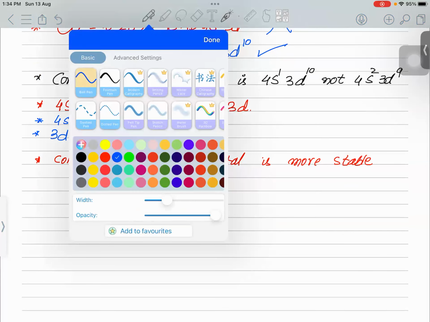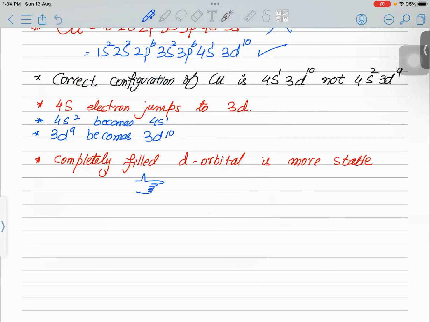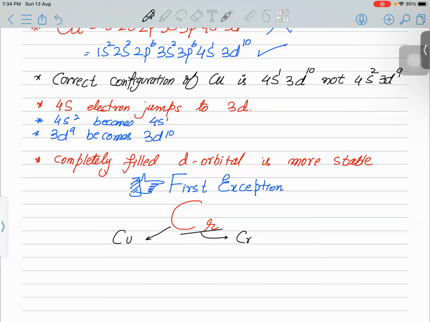Now, the first exception in your syllabus is Cr, Cu. Cu stands for copper and Cr stands for chromium. So copper and chromium are exceptions. Copper is completely filled, and chromium is half filled.